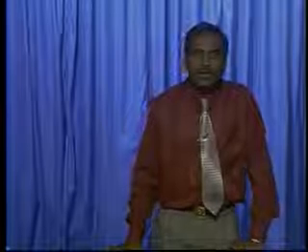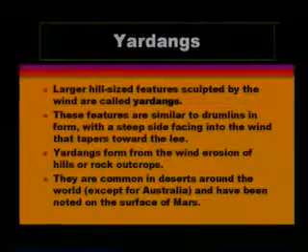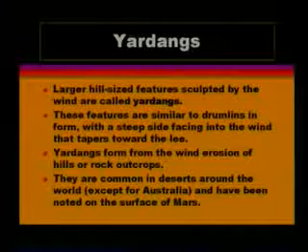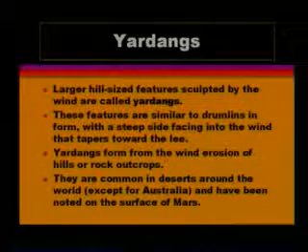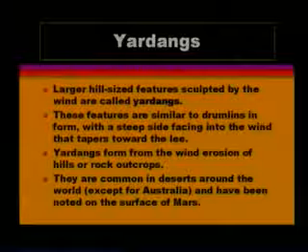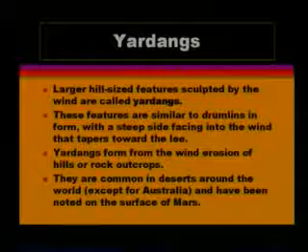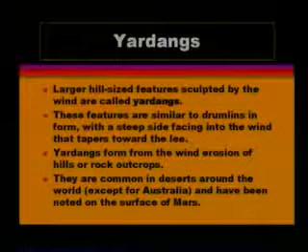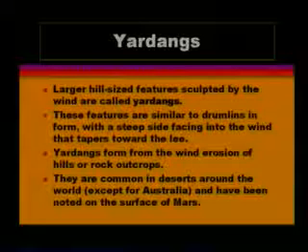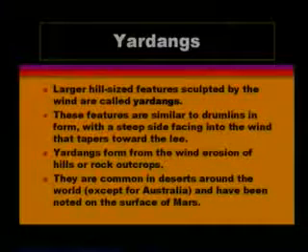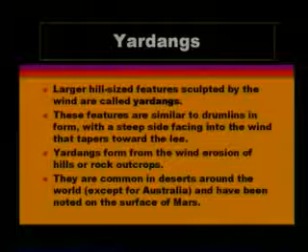In some places, larger hill-sized features sculptured by the wind are called yardangs. This is a very typical feature which can be expected over the plains, and wind erosion over the hilly or rocky outcrops will be creating these yardangs. Yardangs are common in deserts in places all over the world, and they can also be seen on Mars and other planets.